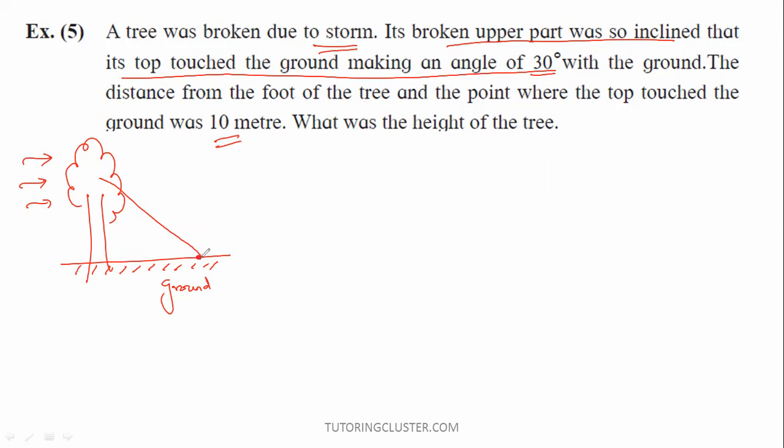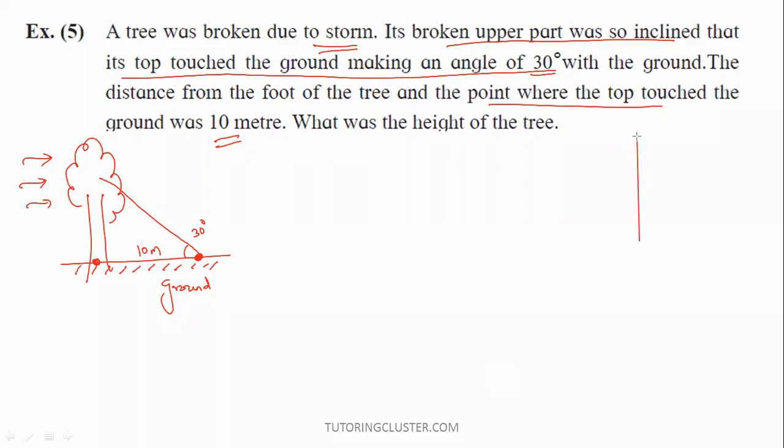So this tree, its upper part was broken and has rested on the ground. This is the upper end of the tree. This distance, how much is it? 10 meter. This is the foot of the tree and this is the point at which the top is touching the ground. So this is 10 meter. And this angle is how much? 30 degree. Okay. So if I have to draw the line diagram, how is it going to look?